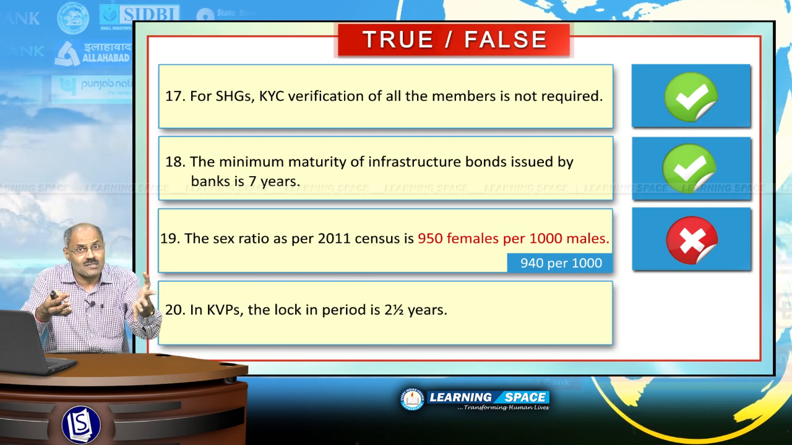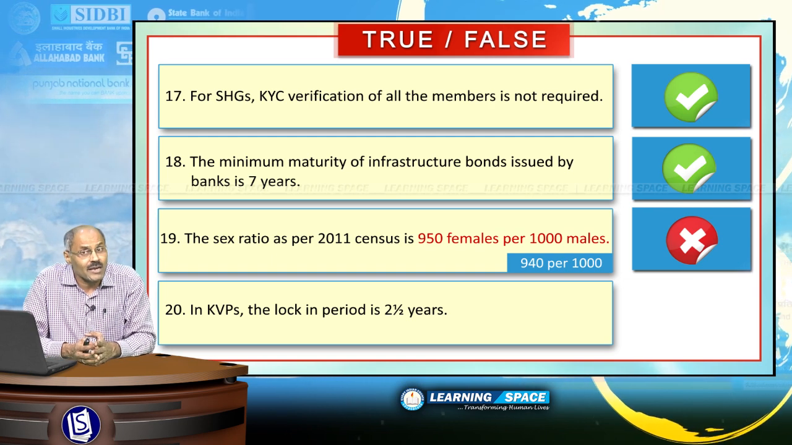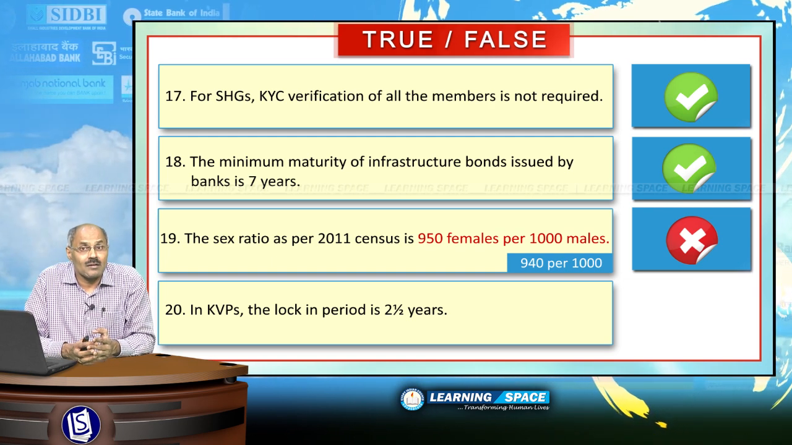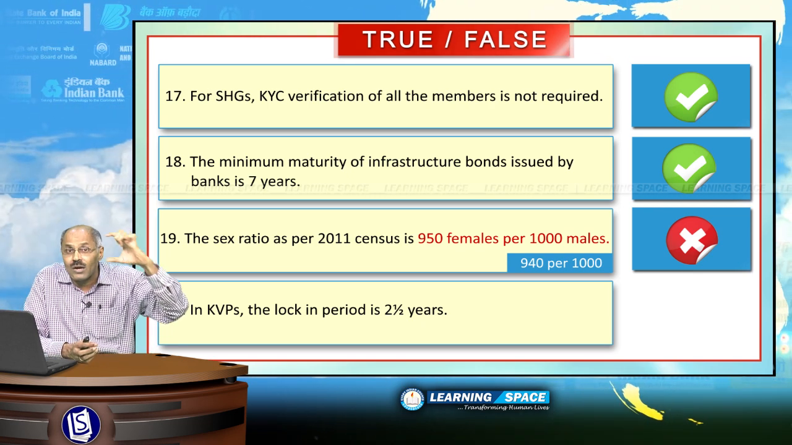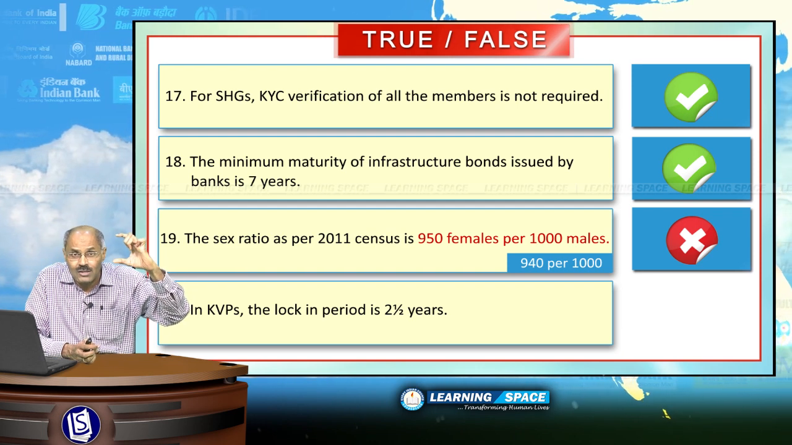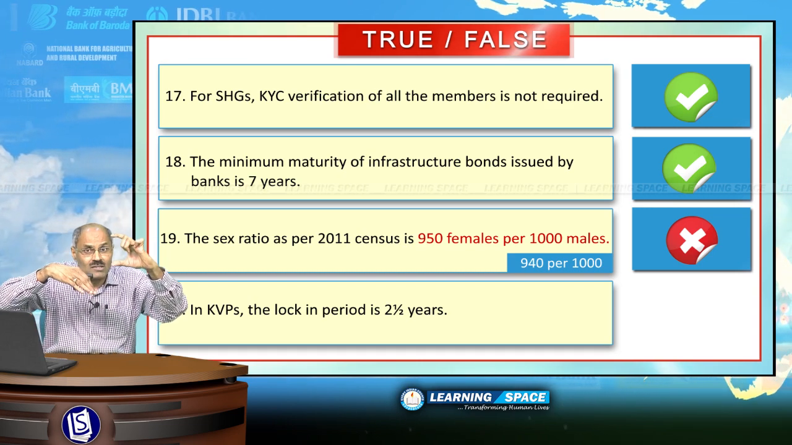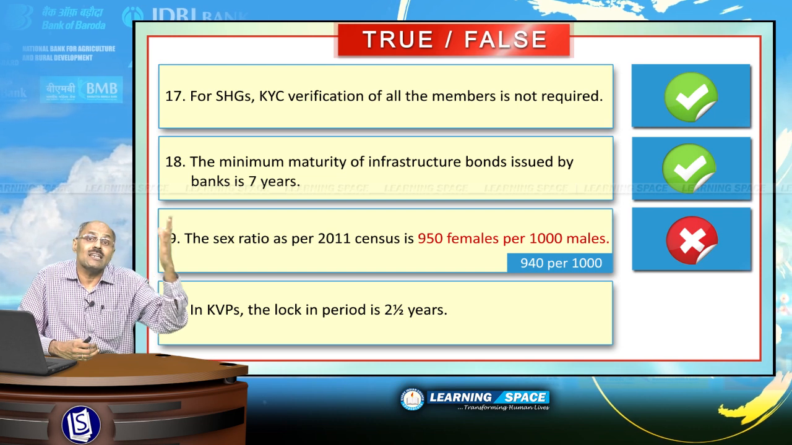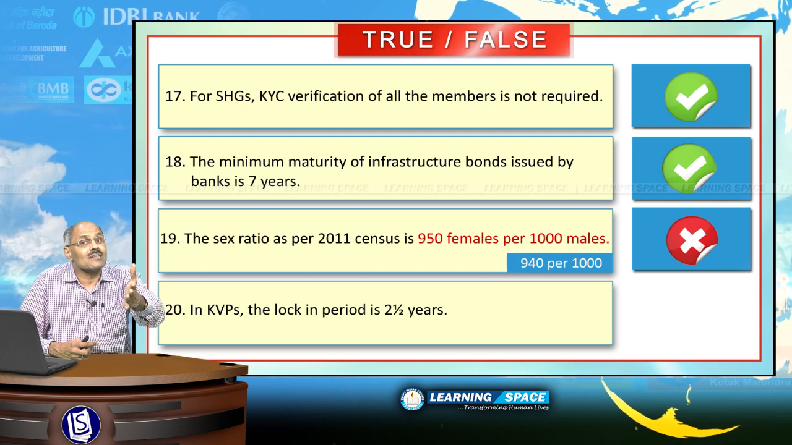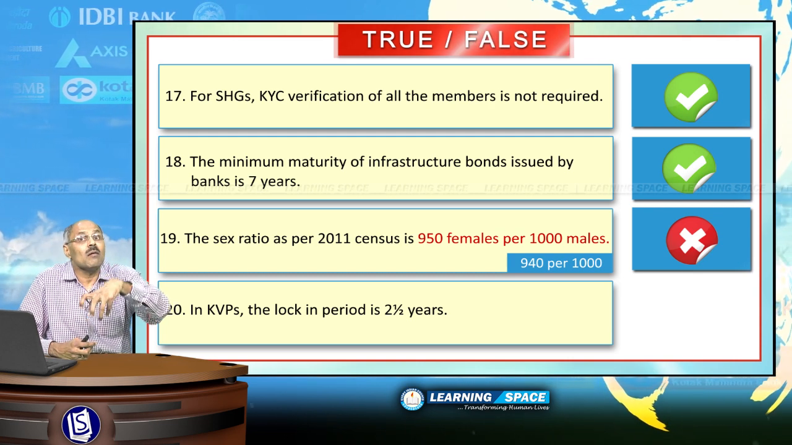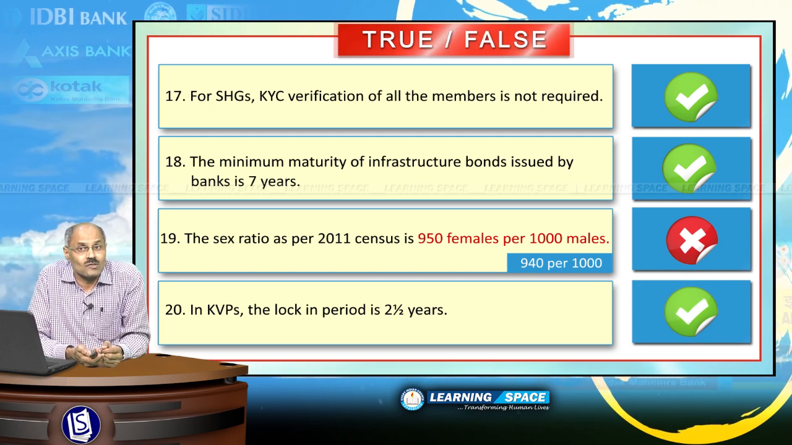In Kisan Vikas Patras, the lock-in period is 2.5 years. The lock-in period means you cannot withdraw that money. Up to 2.5 years, you have no right to touch that money. So that is the lock-in period. Your money will be locked up for 2.5 years. Kisan Vikas Patras were discontinued in between and later on the Government of India started them last year, and in Kisan Vikas Patras your money doubles in 100 months. Please don't forget, and the lock-in period is 2.5 years.